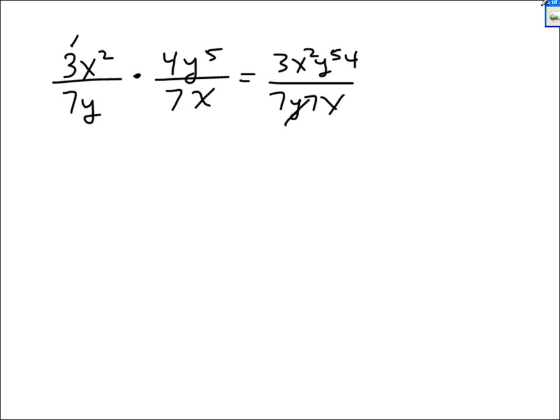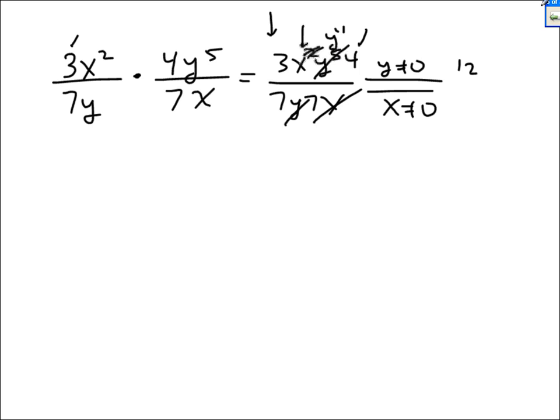Y, I kill off one y in the bottom and one y on the top. But remember, that's only true provided y is not 0. 1x on the bottom, one of the two x's on top, leaving 1x. So what survived is 3. So x cannot be 0. 3 times 4 is 12 times x times y to the 4th. On the bottom, 7 times 7, 49.